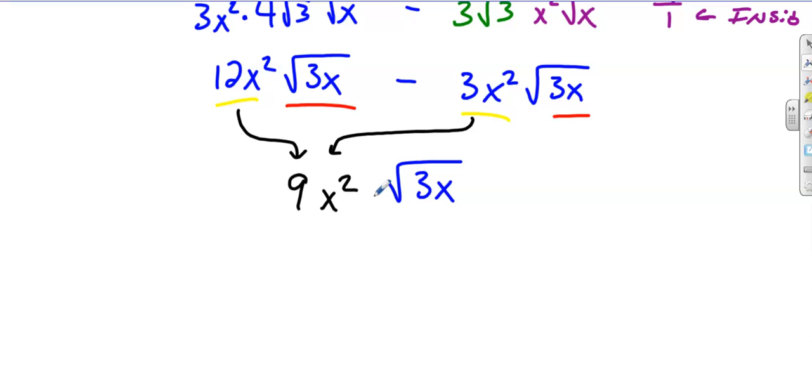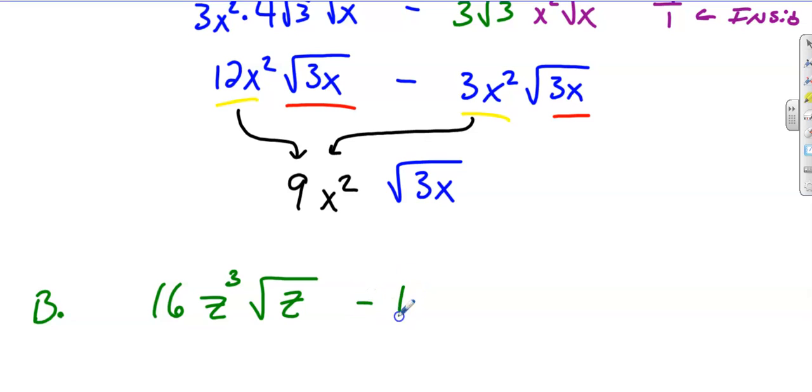Okay, so that last objective starts to get a little bit more tricky the way it is. Let's do one more of those. See if I can write it the correct way this time. 16z to the third square root of z minus 11 square root of z to the 7th.